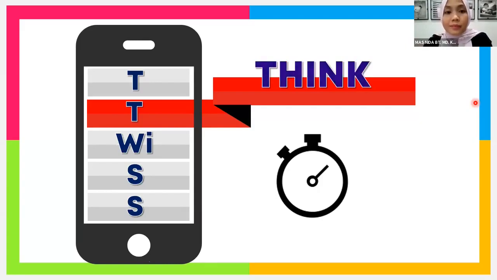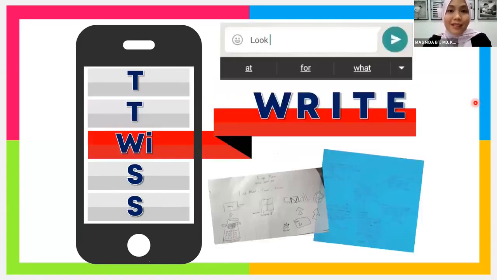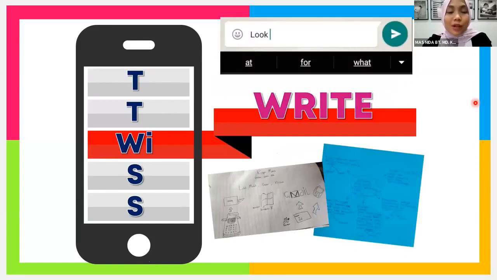The next step is write. After they are given the time to think, they will start writing or typing in the text box. But they are reminded that they cannot click on the send icon yet. This is the send icon. So do not click on the send icon yet. They can write or they can draw. These are some examples of what my students draw, and then they take pictures of what they have drawn.